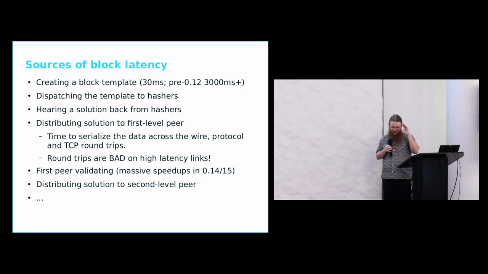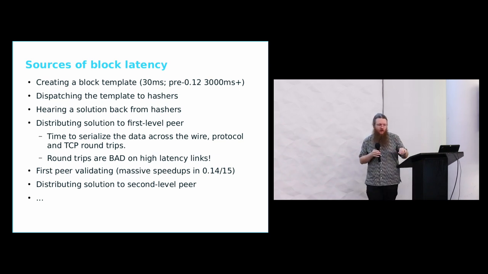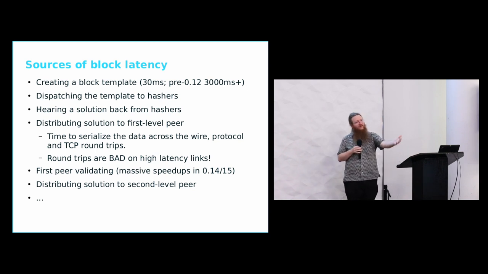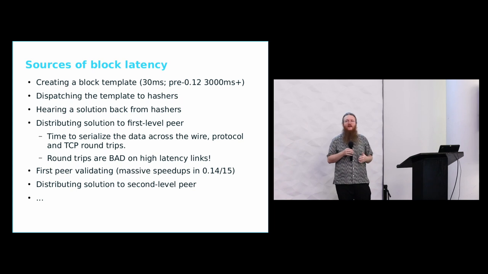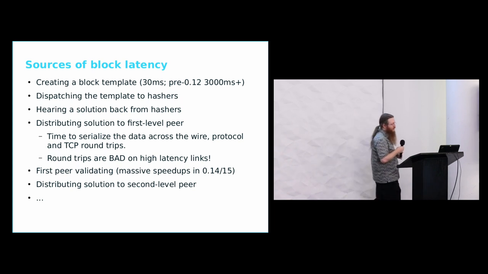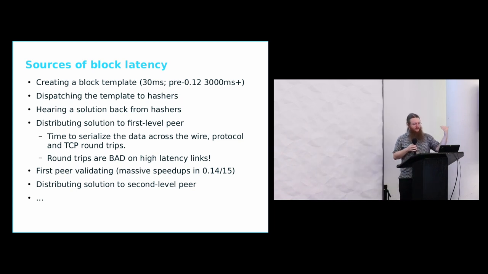So one of the things that's very important to keep in mind is that if we're talking about sending data all around the world, we're going to have hops that are high latency, like a link from here to China has well over 100 milliseconds of round trip time. And so if your protocol requires an ask and answer process, then that's guaranteeing that it's not going to be particularly fast. And then from then on, the block cascades from peer to peer to peer.